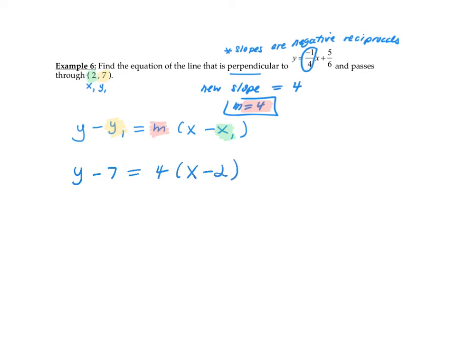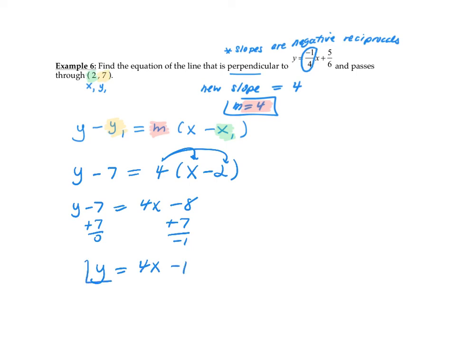All right, so keep that y minus 7 for a second, and then distribute the 4. 4 times x is 4x. 4 times negative 2 is negative 8. And then all we need to do is add that 7 to both sides. All right, negative 8 plus 7 is negative 1. So our final equation is y equals 4x minus 1. And that's your final answer.